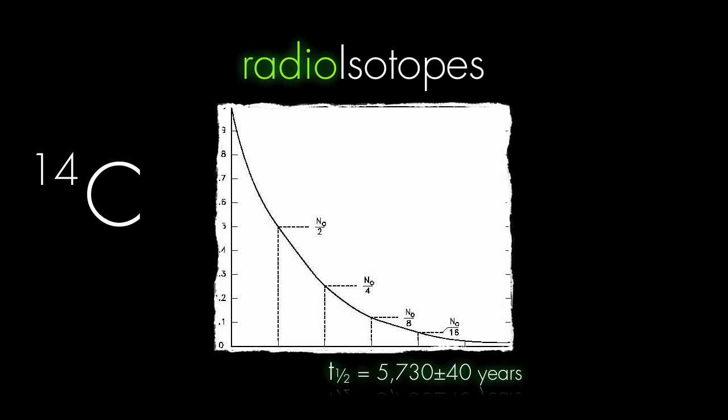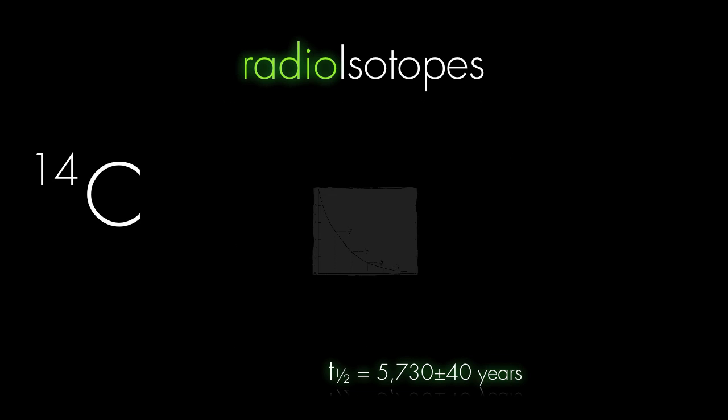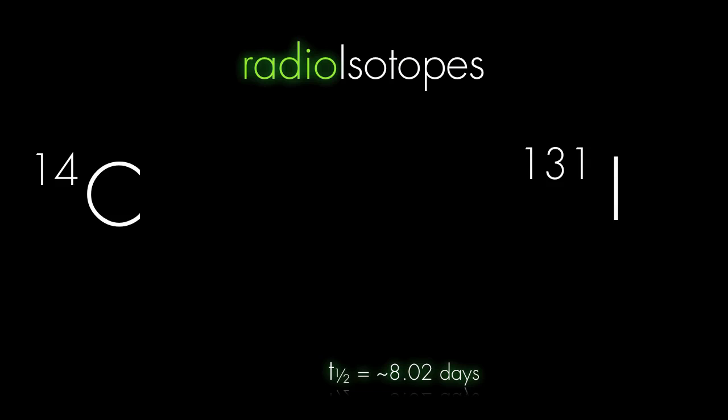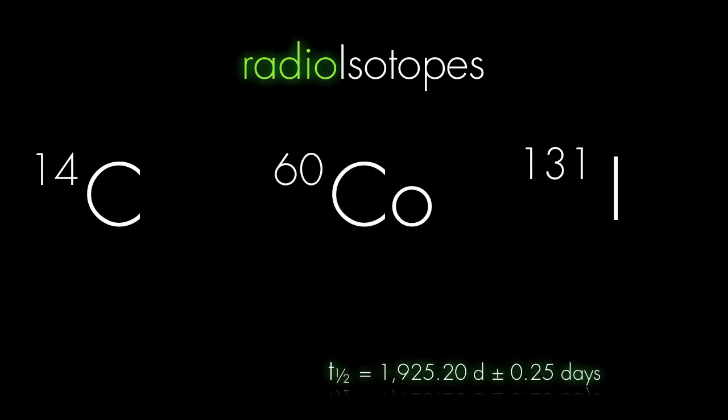Carbon-14 is an example of a radioisotope. That is, it's radioactive and has a half-life of about 6,000 years. A half-life is the time it takes for 1/2 of a sample of carbon-14 to radioactively decay. Notice that after every half-life interval, another half of the remaining sample will decay. Iodine-131 has a much shorter half-life of only 8 days, whereas cobalt-60 has a half-life of about 2,000 days, somewhere in between.